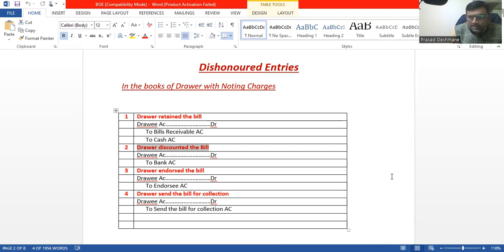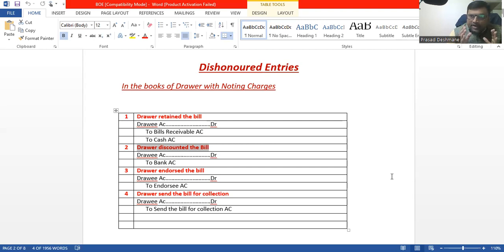So if we notice in all four cases, what is common? Drawee account debit is common. In all four cases, the drawee account is debited. So a simple rule I can make: whenever the bill is dishonored, first of all, debit the drawee account. Then to find out the correct credit, we need to check who is the current holder of the bill. So first I debited the drawee, then I'll start looking at who is the current holder. When I know it's a bank, I'll credit the bank if the bill is discounted. When I know the bill is endorsed, then I'll credit the endorsee. When I know the bill is BSFC, then I'll credit BSFC. And only in the first case I wrote BR, because in the books of the drawer, we can't write the drawer's name. That's why instead of drawer, I wrote BR.